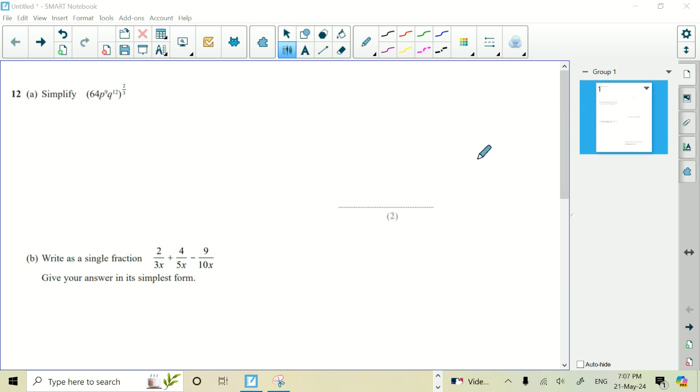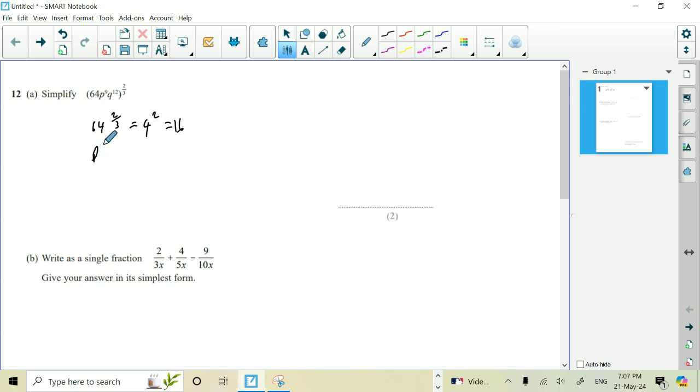Okay, simplify 64 p to the 9 q to the 12, in brackets, to the 2/3. So the sensible thing to do here is to split these up. I've got 64, and that's to the power of 2/3. The denominator is the root, and the numerator is the power. So 64 to the 2/3 is the cube root of 64 all squared, which is 4 squared, which is equal to 16.